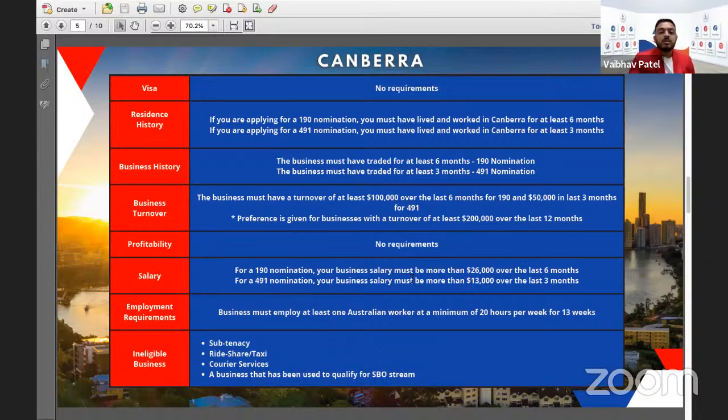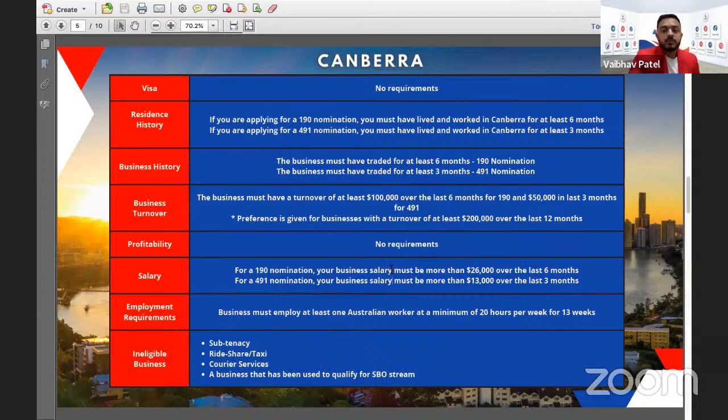Employment requirement: the business must have at least one Australian employee working in the business for at least 13 weeks of the business operation. So this is also a requirement similar to what we have in Queensland, that you must employ one Australian employee. Ineligible businesses: subtenancy, rideshare, taxi, courier services, or delivery services are not acceptable. A business that has been used to qualify for an SBO stream with Canberra is also not acceptable.